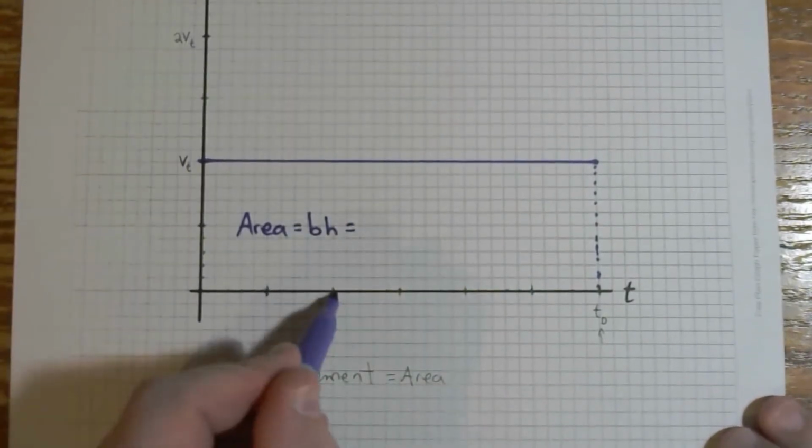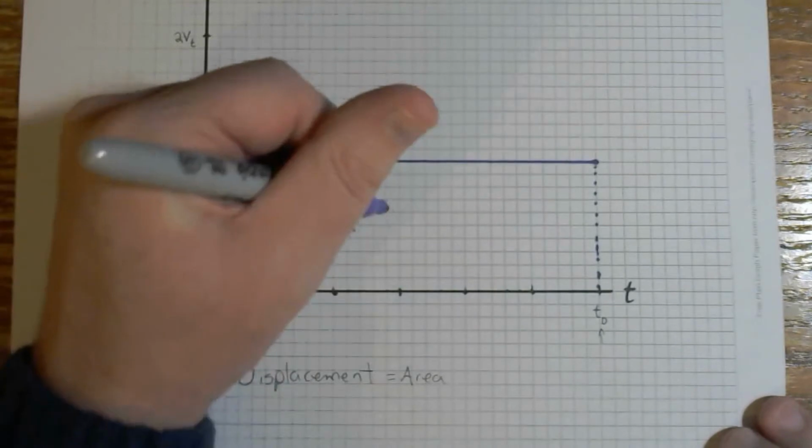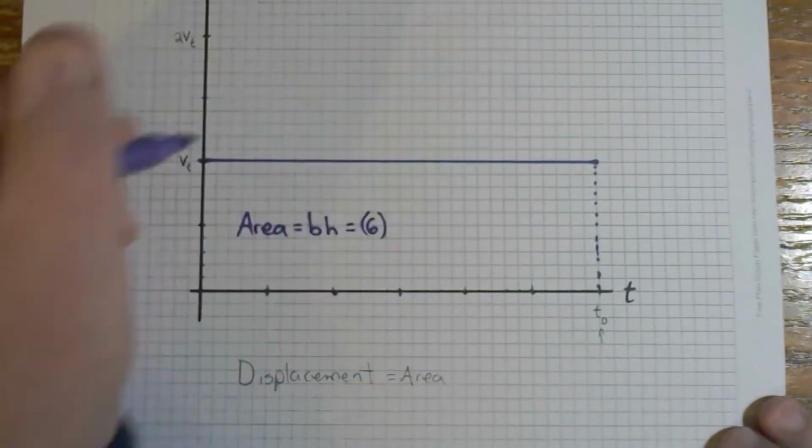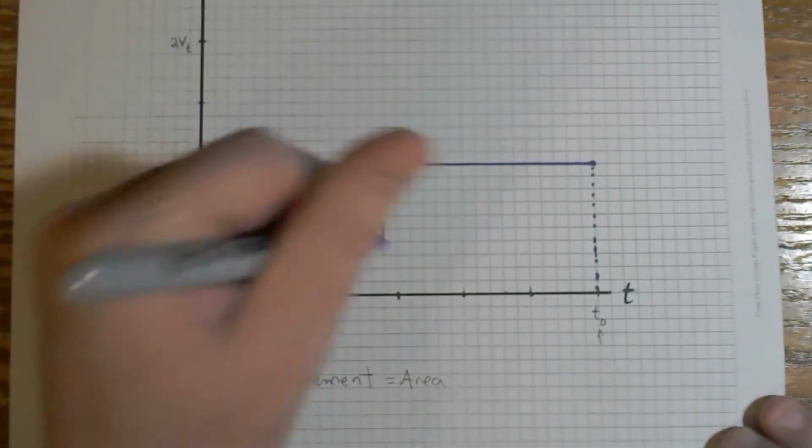which would be 1, 2, 3, 4, 5, 6 across the bottom. That'd be the base, and then the height would be 1, 2.